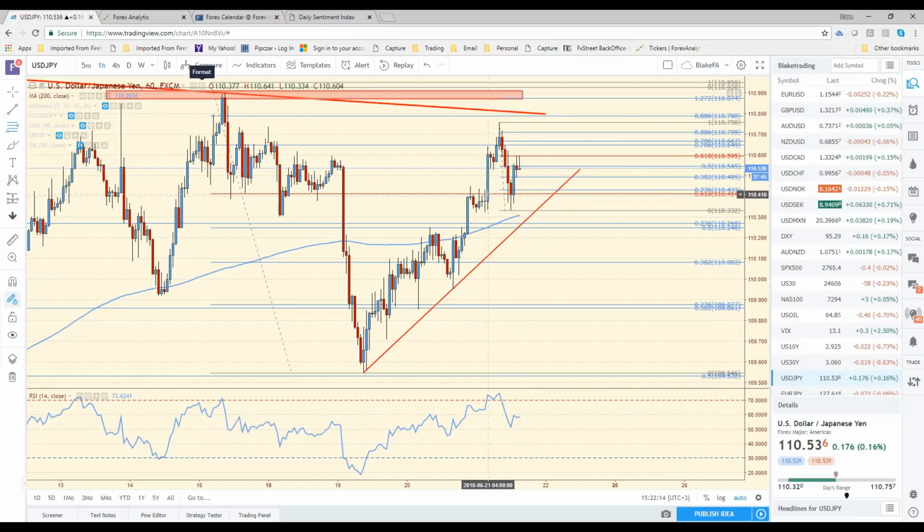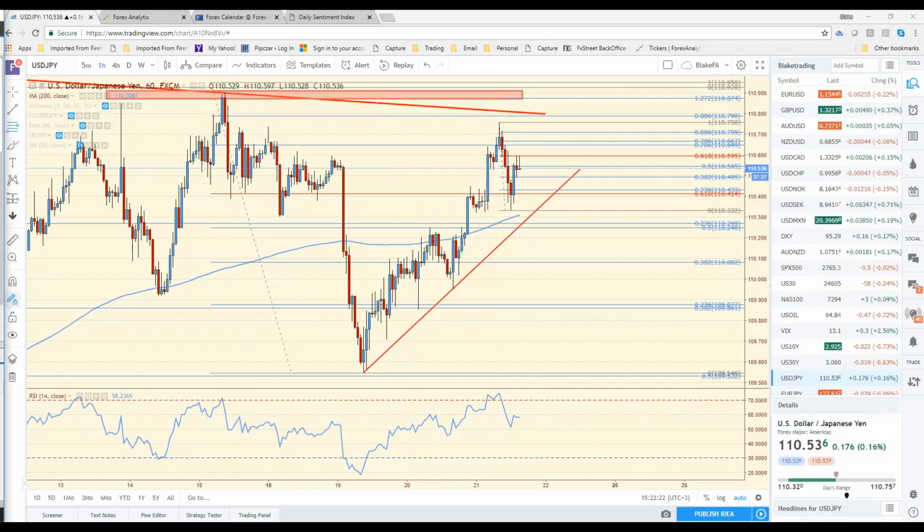And I just shorted the US dollar Japanese yen moments ago at 59. And it's at 53 right now. And I'm probably going to take it, just closed out my position. Adapt, take what market conditions give you. That's the thing. You've got to be able to take just little bits and pieces.